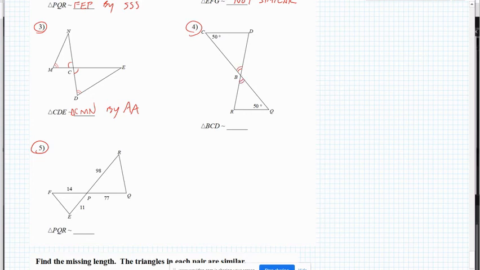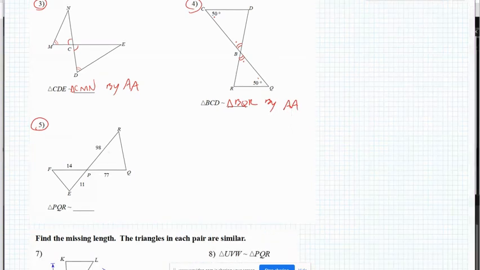For number 4, again, we have vertical angles. So those are going to be similar by AA as well. And so BCD is similar to triangle, let's see, it goes from the marked angle to the 50. So we'll go marked angle to the 50 would be BQR by AA.